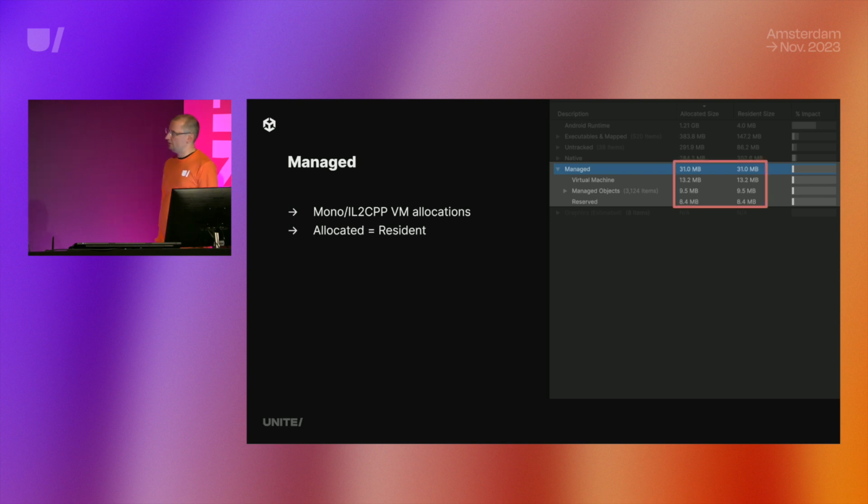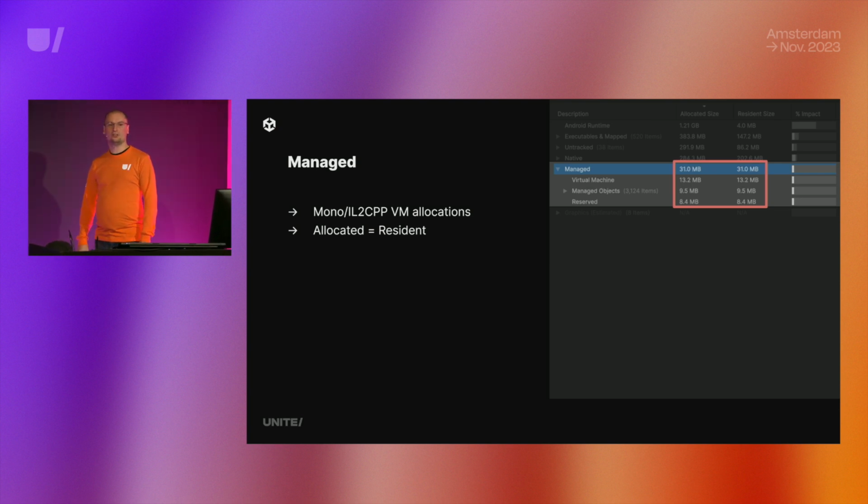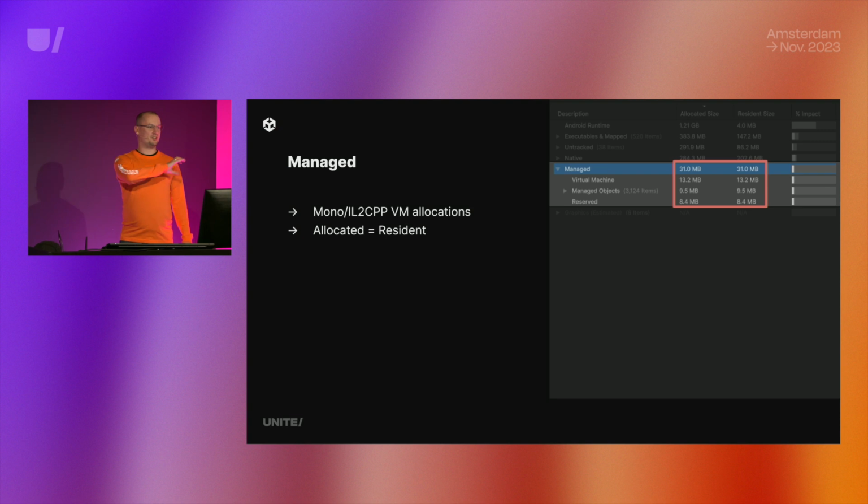There's an interesting bit about this section. As you can see, it's not big, but it's 100% resident. Why is that? It's the way the Boehm garbage collector works. It scans your memory, looking for pointers to objects to make sure that it can mark objects as alive. So it actually touches everything all the time and makes sure that all of your managed heap is actually present in physical memory. So keep this in mind.